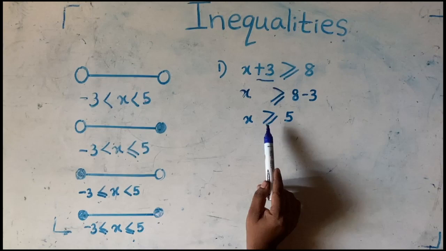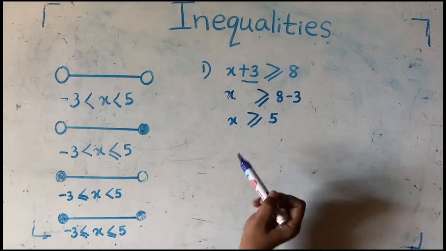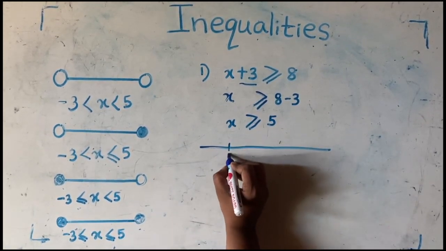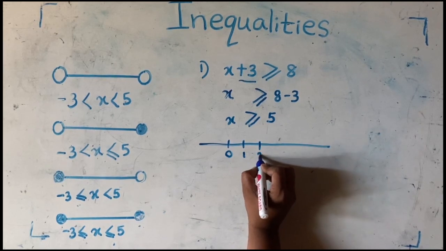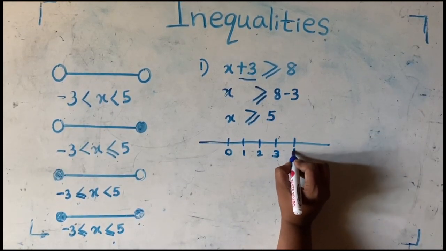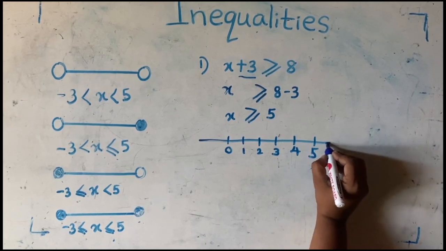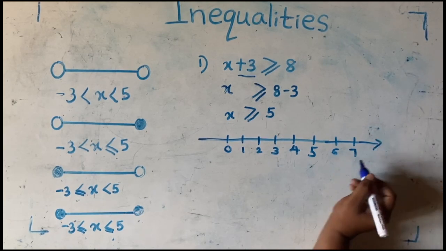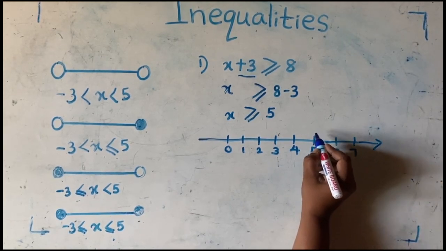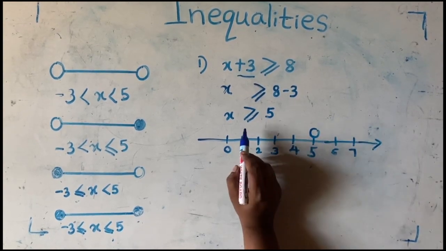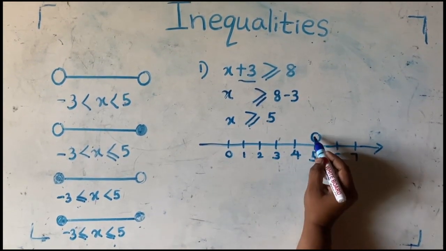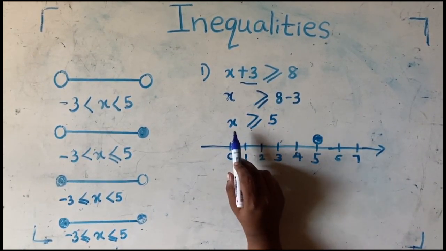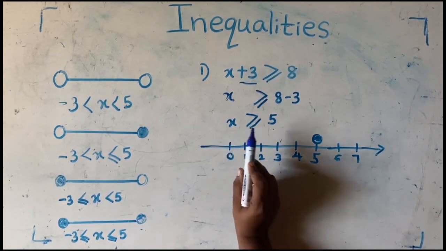Now see here, x is greater than or equal to 5. We will illustrate this on a number line. Now first of all, we will mark it in here. We want to color because the equal sign is there. What is there? 5 is less than or equal to x. Then x is greater than or equal to 5.